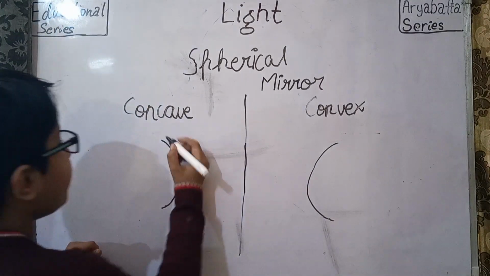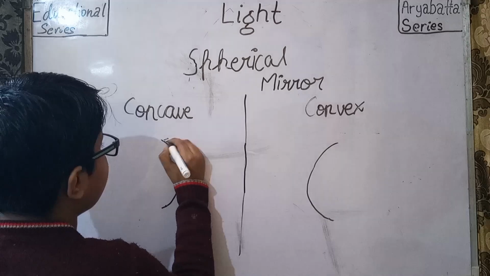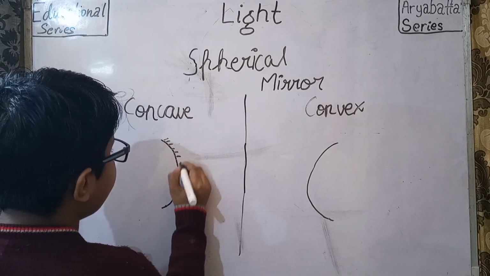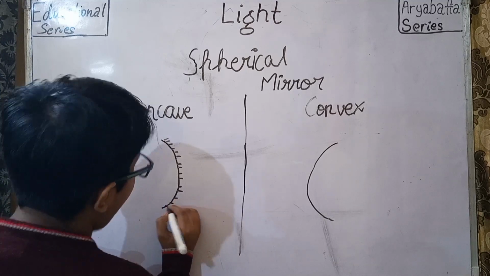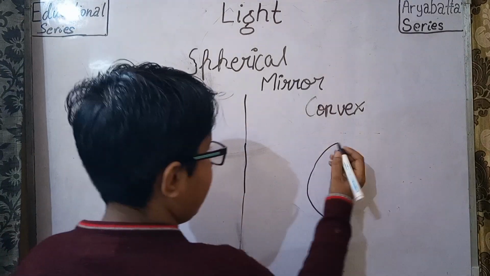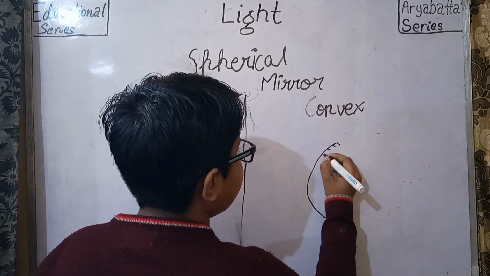In a concave mirror, it's polished on the back side, on the outward side, while in a convex mirror, it's polished inside.